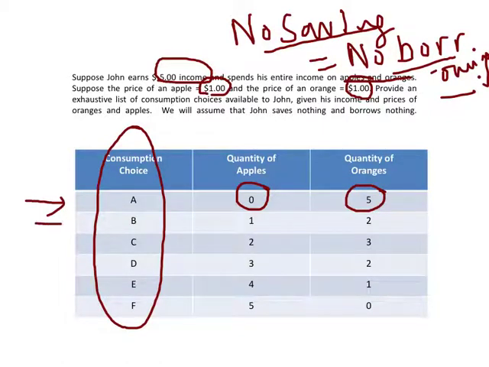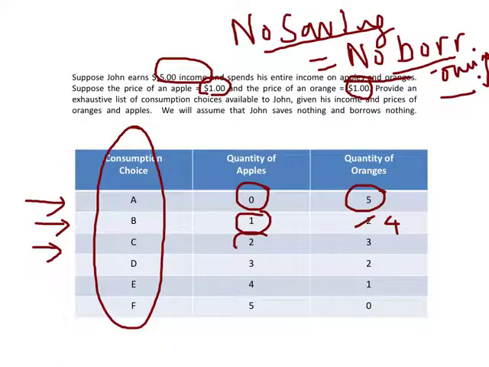Look at another choice this person has. Let's call it B. And suppose this person decides to buy 1 apple. Now he's already spent $1 on apples, and now this person is left with $4. And how many oranges can this person buy? This should be 4 oranges. It's a typo.